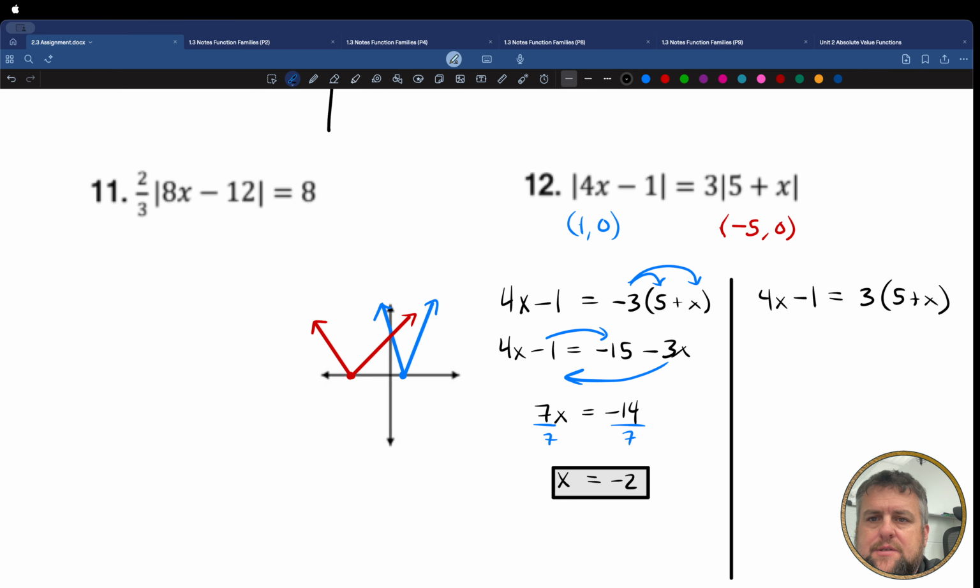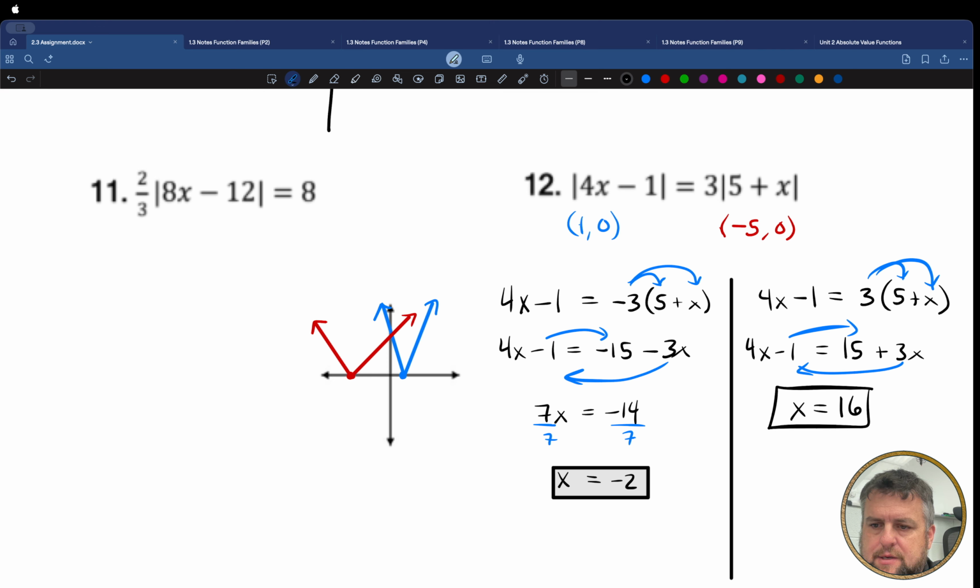Okay, then on the other side, I will want to test this here in a second, but we're going to do 4x minus 1. We're going to distribute. So that really doesn't change much. That'll be 15 plus 3x. Okay, move this, and that's going to give us x equals 16. So our two possible solutions are -2 and 16.